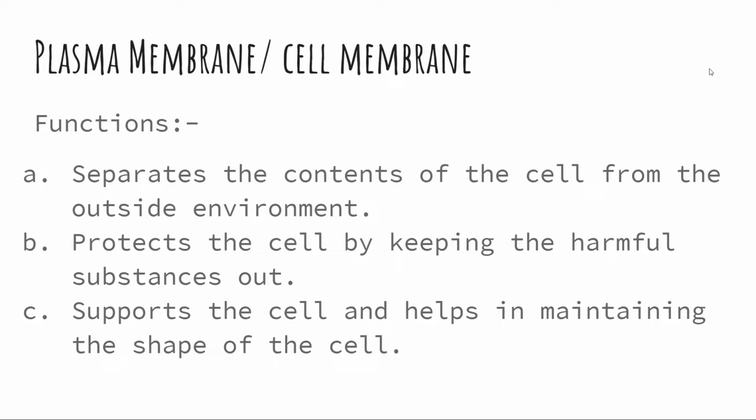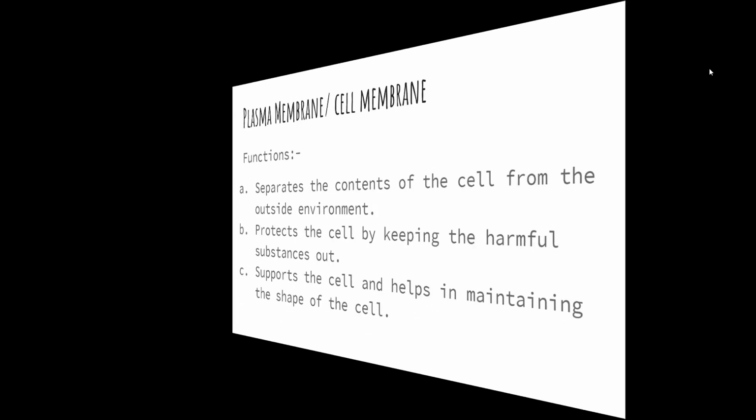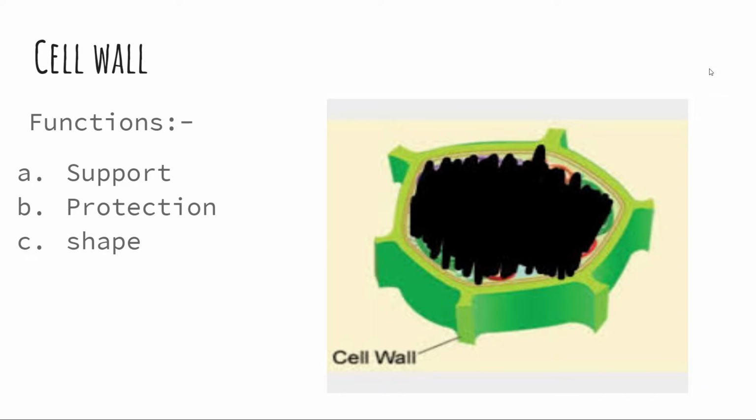The second function is that it protects the cell by keeping the harmful substances out. The cell membrane is actually semi-permeable, which means it allows only a certain kind of substance to enter the cell, which is how it keeps the harmful substances out. The third function is that it supports the cell and helps in maintaining the shape of the cell.